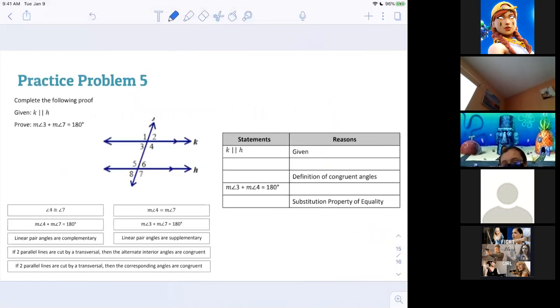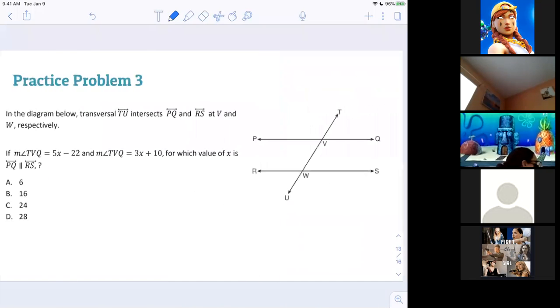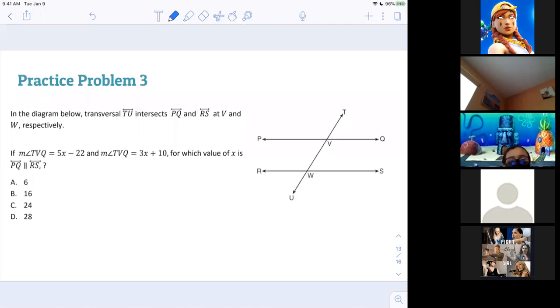All right, let me pick. I'm going to do one more problem with you guys. Let me pick which one I want to do. Let's do number 3 because it's related to what you're doing on Khan Academy. So here we go. In the diagram below, transversal TU intersects PQ and RS at V and W respectively. If TVQ equals 5x minus 22, so TVQ right here.